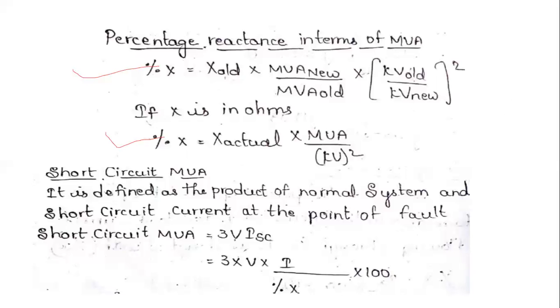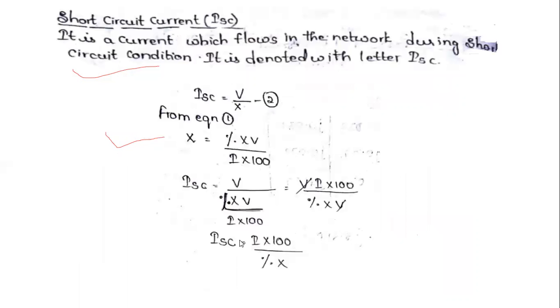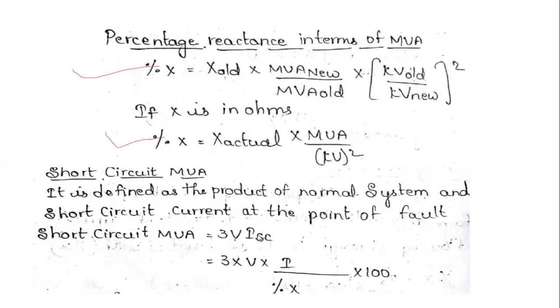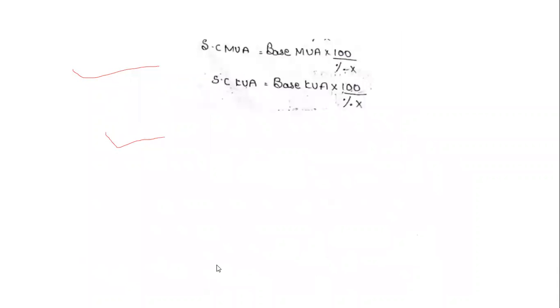What is the formula for short circuit current? ISC is equal to I by percentage X into 100. Then substitute this ISC in the formula. Therefore, short circuit MVA is 3V into I by percentage X into 100, where V is the applied voltage, I is the current flowing through the circuit, and percentage X is the percentage reactance.